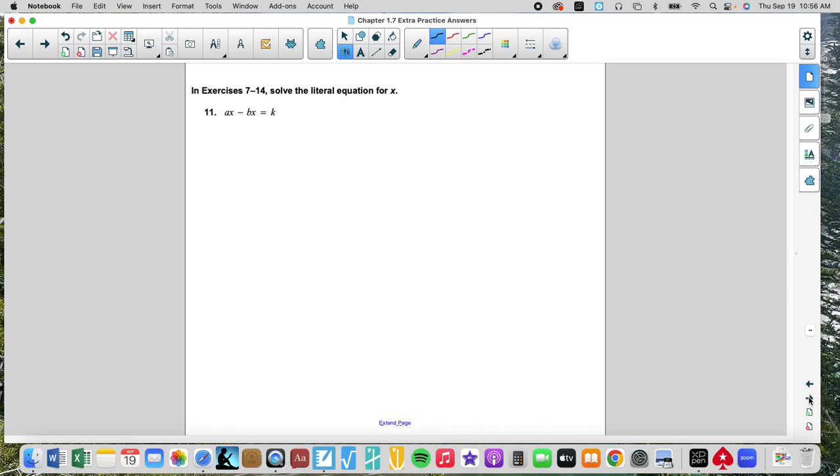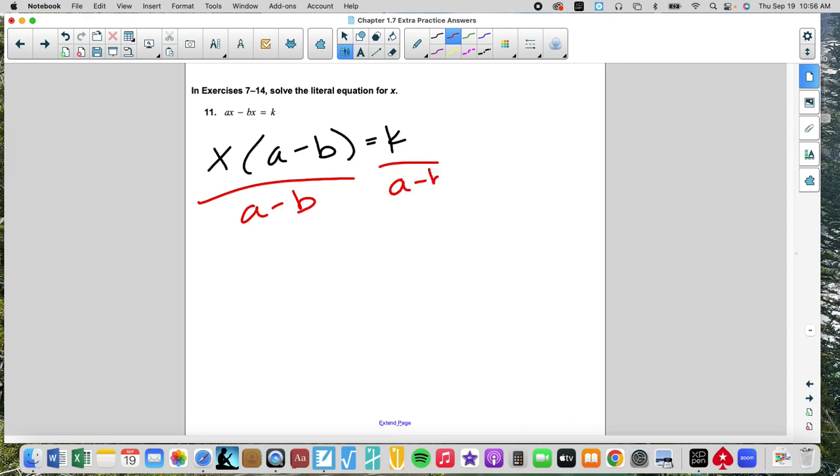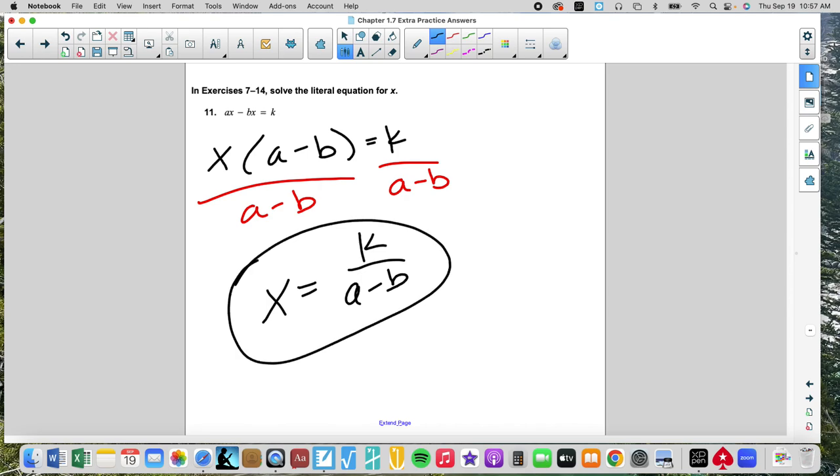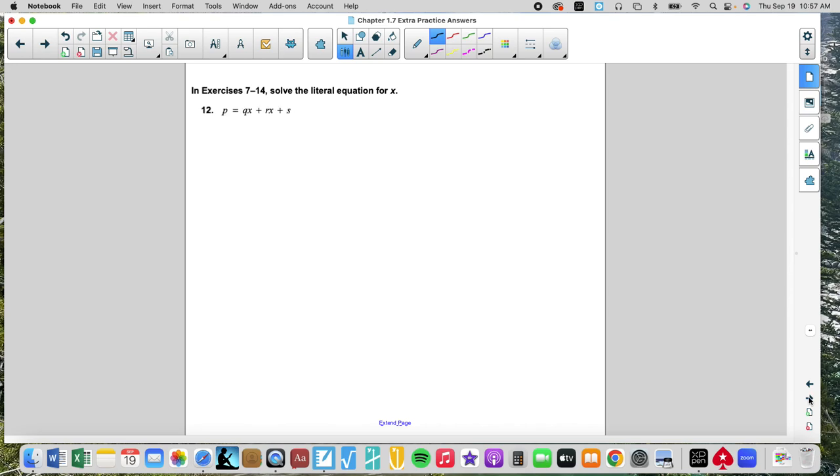Okay, the x's, so I'm going to factor out the x. I get a minus b equals k. Divide by a minus b. That was really easy. X equals k over a minus b. Nice simple one. They started with the hard ones and saved the easy ones for last.